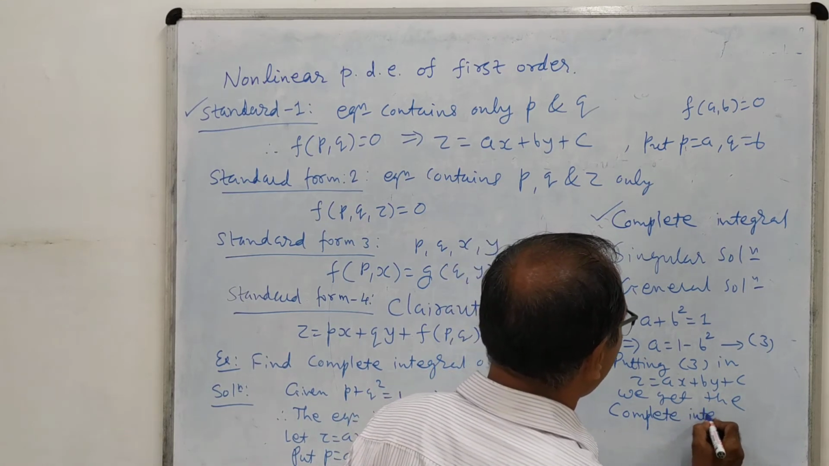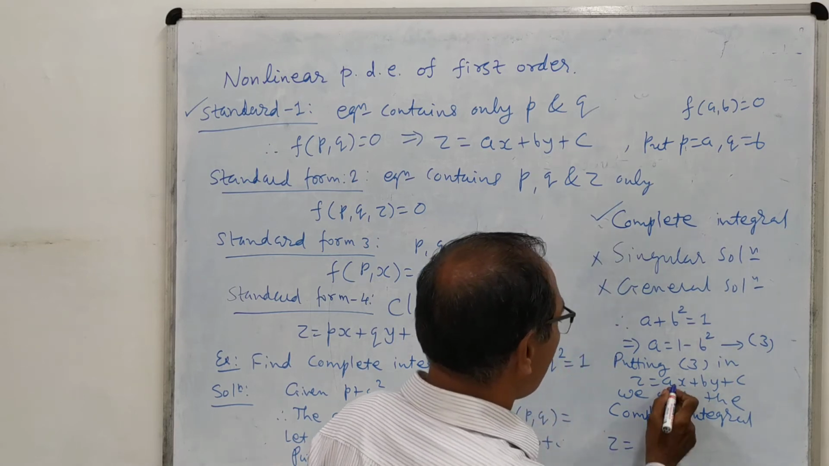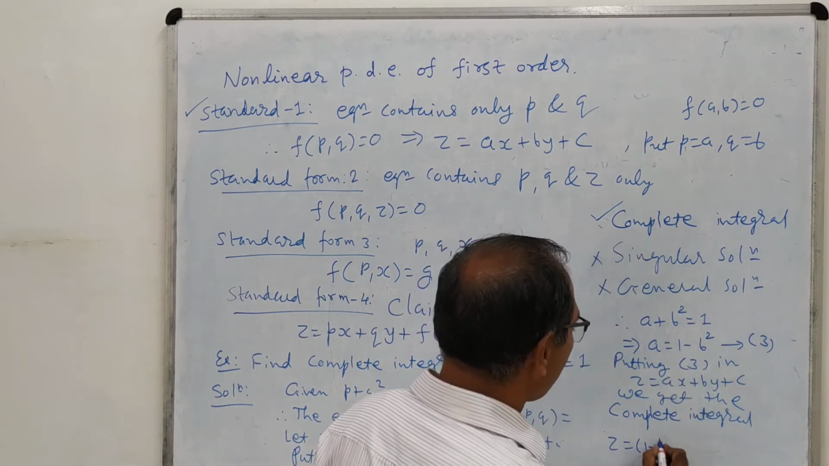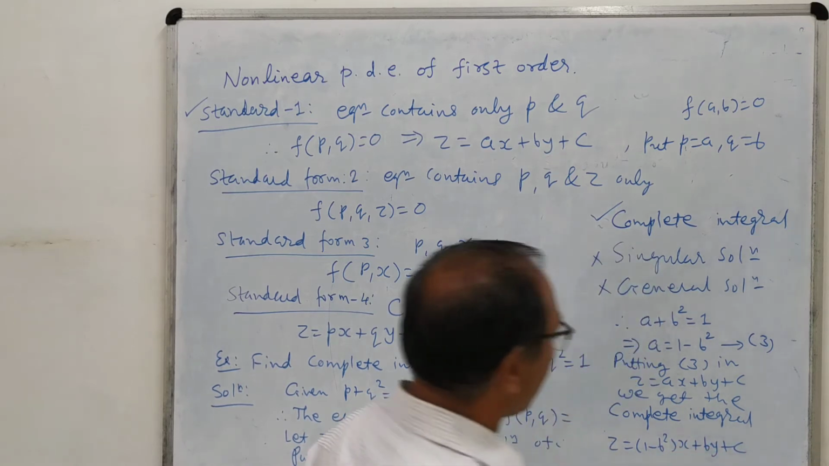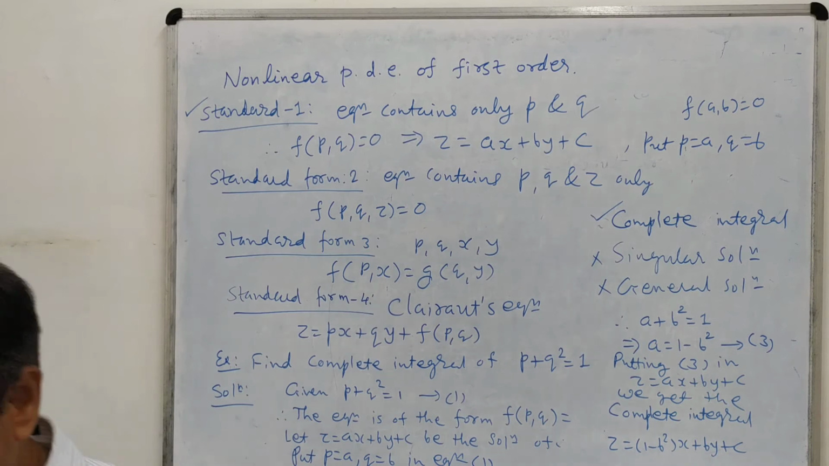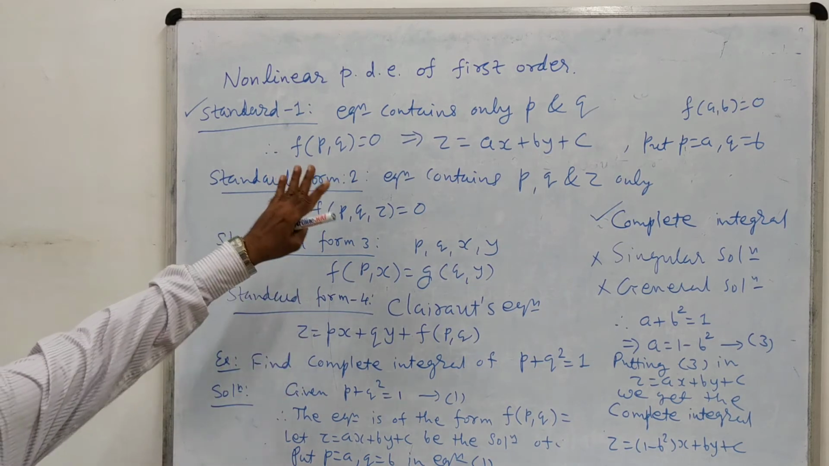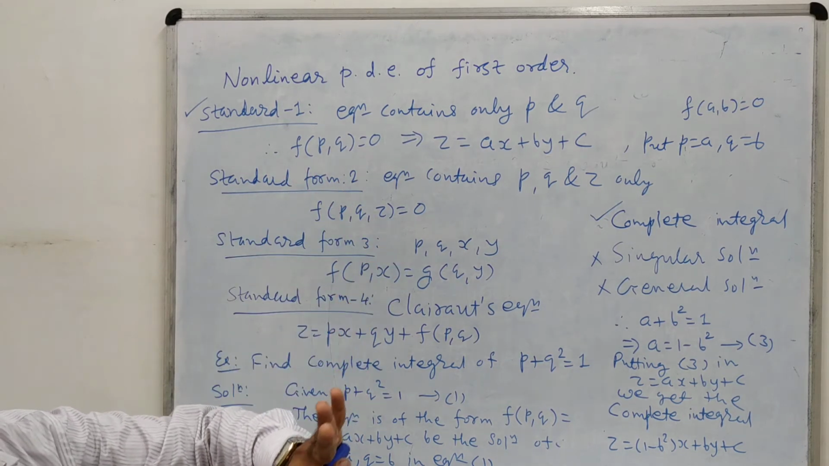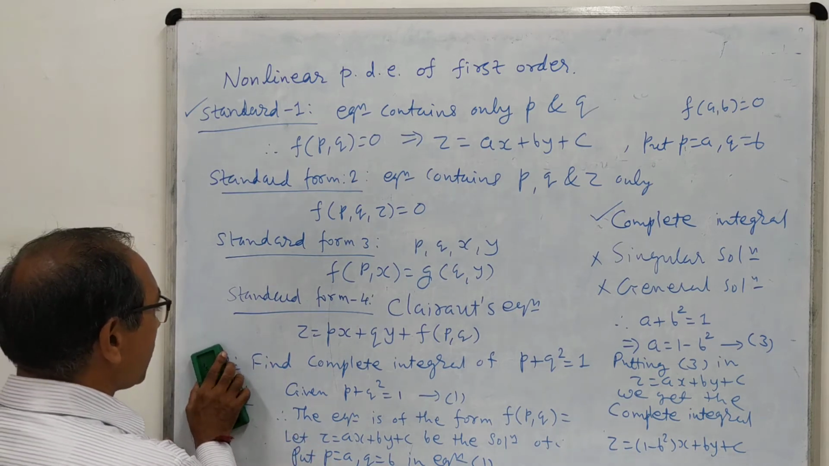The complete integral is z equal to ax, a is what? 1 minus b square, into x plus by plus c. So this is the final answer. Okay? Have you understood this? So it is very simple to obtain the solutions in this case. So you can get 3 to 4 marks very easily. Nothing is difficult over here.